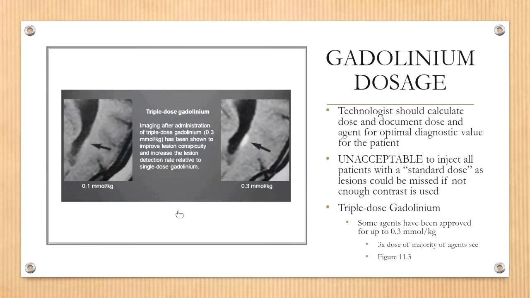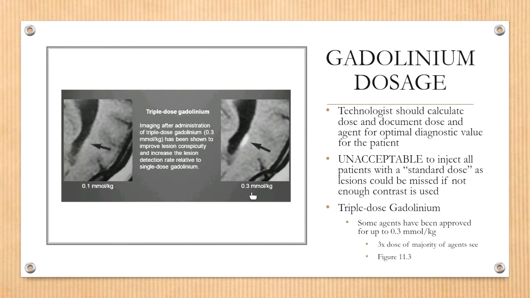So there are some that have been approved for 0.3 millimole per kilo dosage or as a triple dose, but you have to make sure that they are indicated as such. You cannot take a single dose contrast agent and give them a triple dose of it and assume that it will do the same thing. In fact, you would be giving them a pretty bad amount of gadolinium at that point.